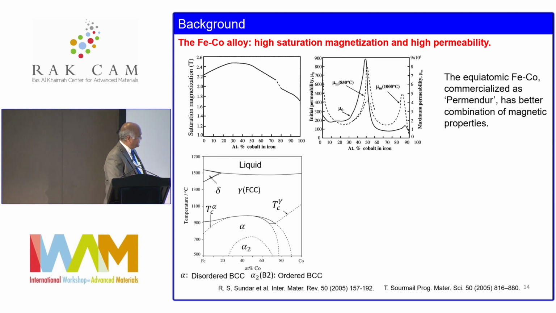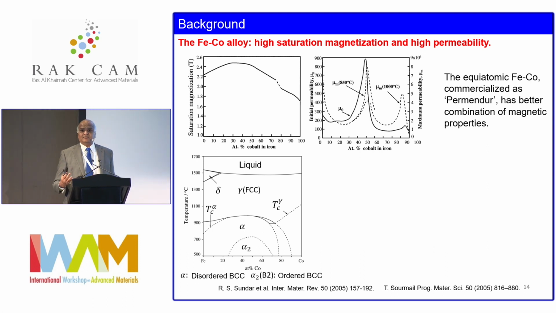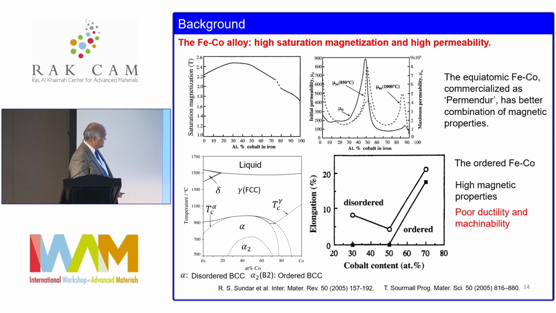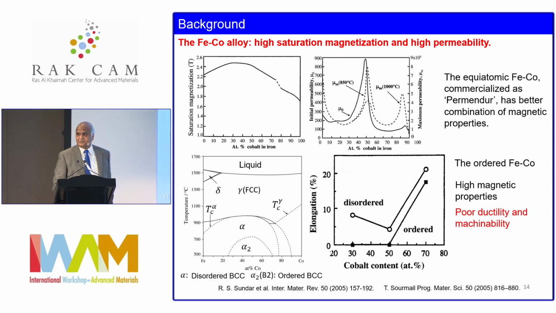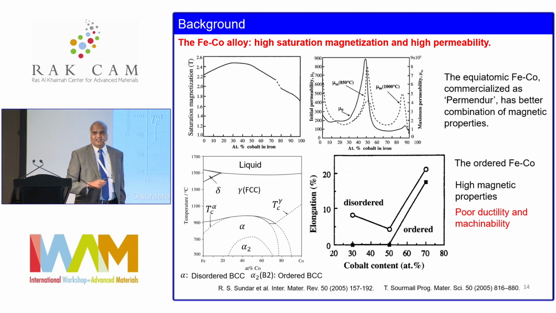Now, what's the problem with that? By the way, the ordered BCC or B2 structure is the one which gives the best of these magnetic properties. But if you look at the ductility of that alloy, it's zero ductility. That means it's extremely brittle, right?